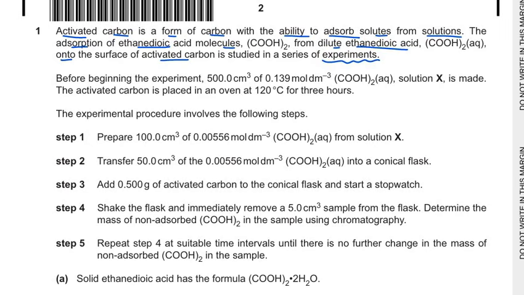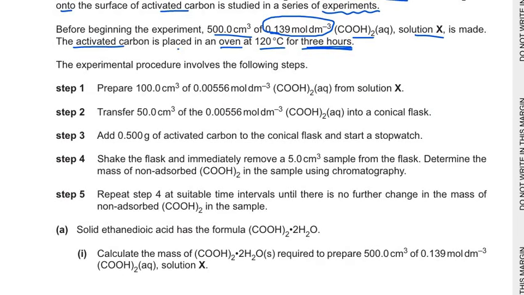Before we begin the experiment, 500 cm³ of 0.139 mol per dm³ concentration of ethanedioic acid aqueous solution X is made. Now the activated carbon is placed in an oven at 120 degrees Celsius for 3 hours. Now the whole experimental procedure is given.